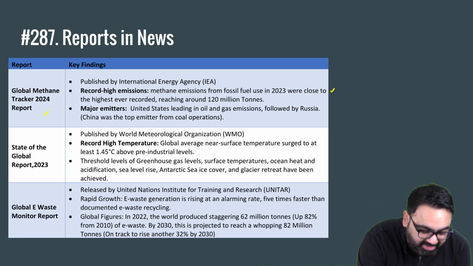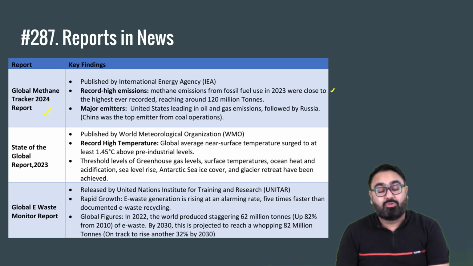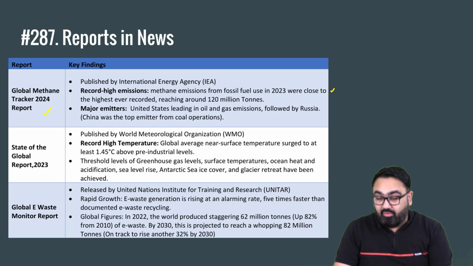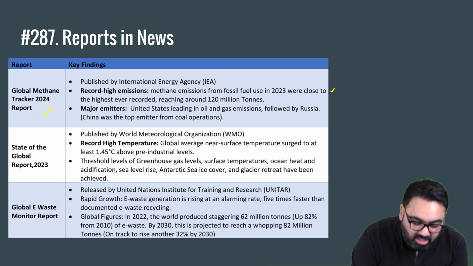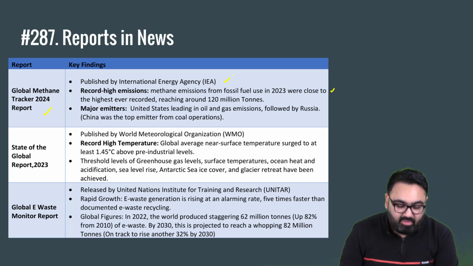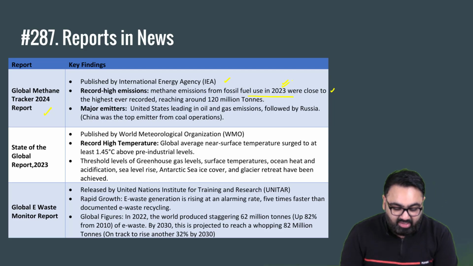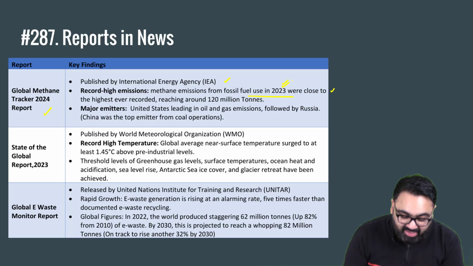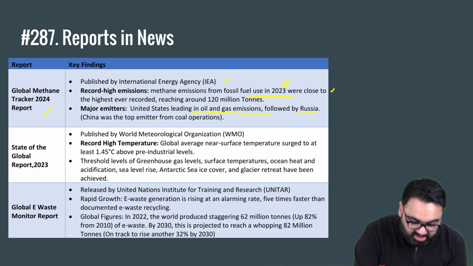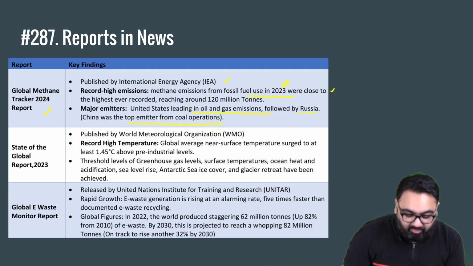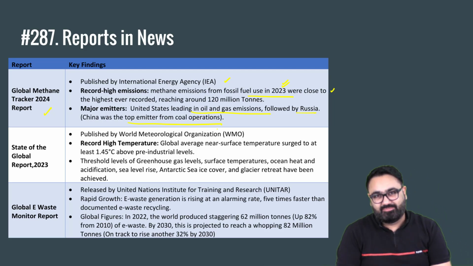Like the Global Methane Tracker report. There have been a lot of talks about methane gas, about how to cut down methane emission. Around the world, countries have tried to come together on this point. This is the report published by the International Energy Agency. It says that methane emissions from fossil fuel use were at a record high in 2023, with the US being the major emitter, leading in oil and gas emissions, followed by Russia. China was the top emitter of methane from its coal operations.